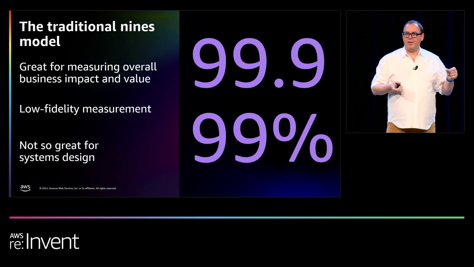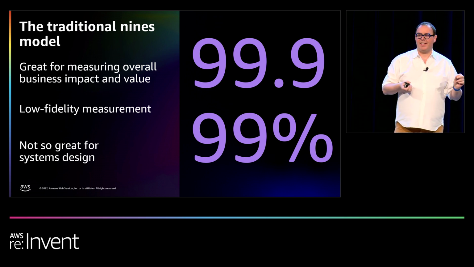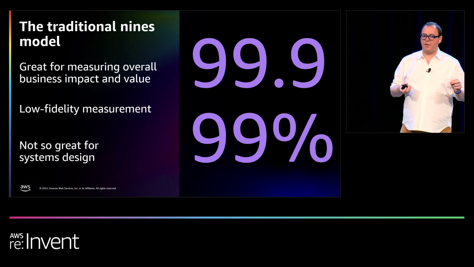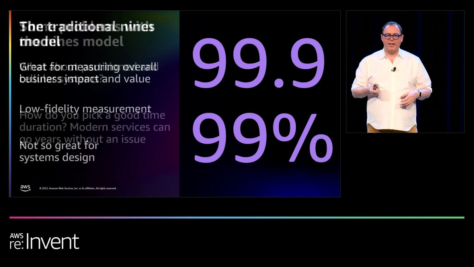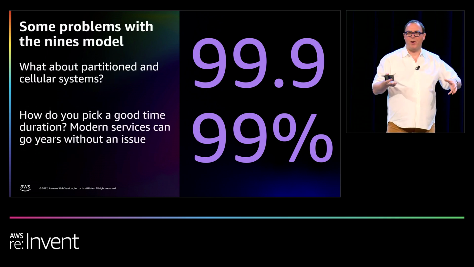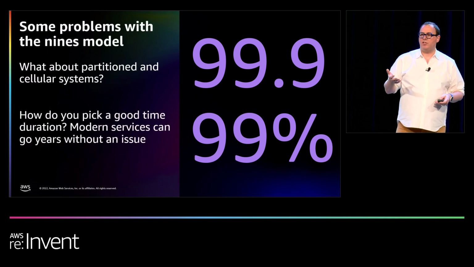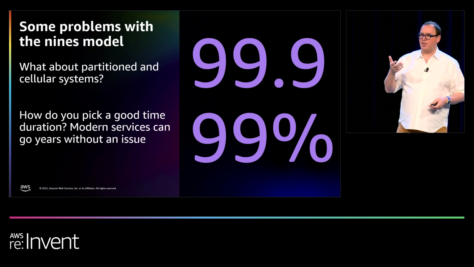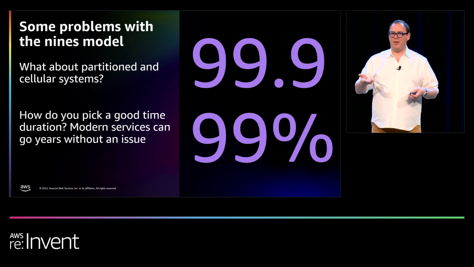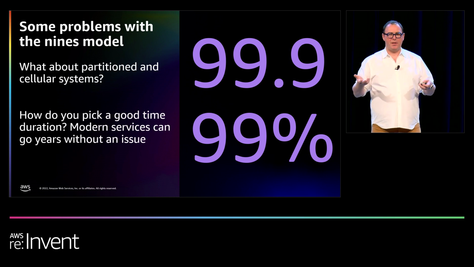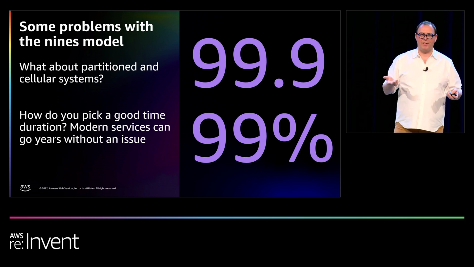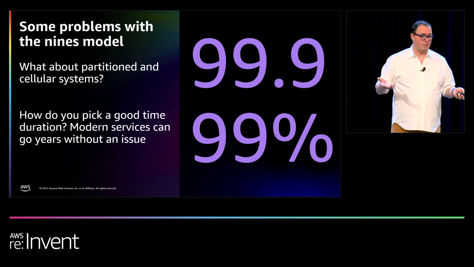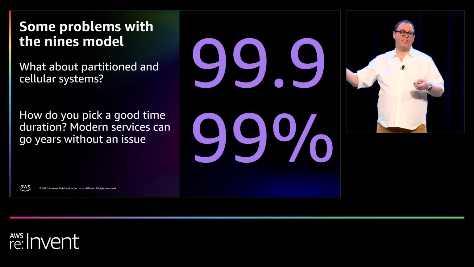But it's also a very low fidelity measurement. It doesn't really give us any insight into how the system is going to perform. And it's not so great for systems design. Some of the challenges of the nines model are, well, what about partitioned and cellular systems, right? Nines can easily capture a binary state, uptime versus downtime, but it's harder for it to measure partial availability, right?